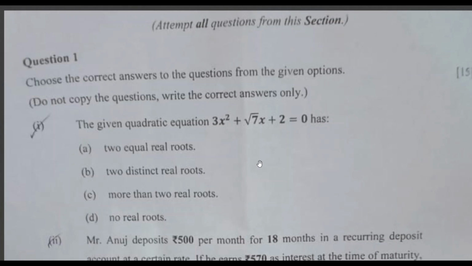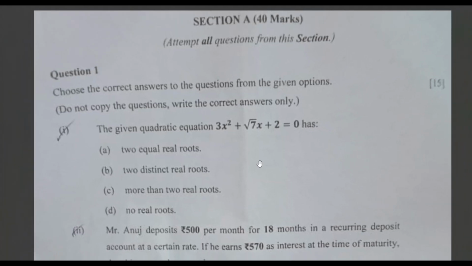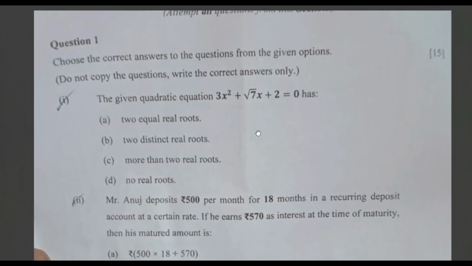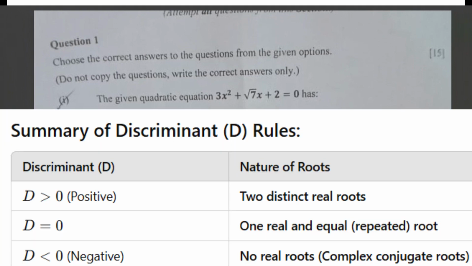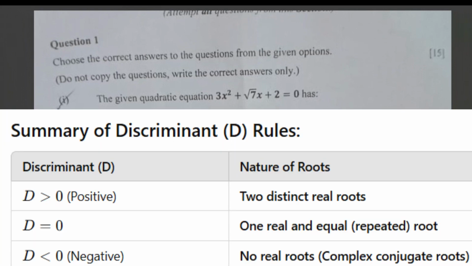Question number 1. The given quadratic equation 3x square plus root 7x plus 2 equal to 0 has two equal roots, two distinct real roots, more than two real roots, no real roots. The rule is: if D, the discriminant, equals 0, roots are equal. If D is greater than 0, roots are different, two real roots but different. And if D is less than 0, then roots are not real, imaginary.